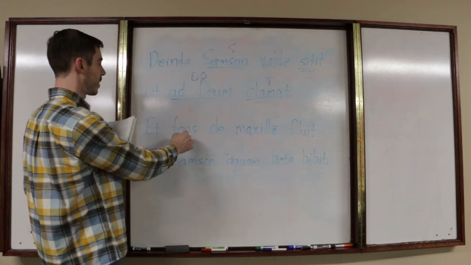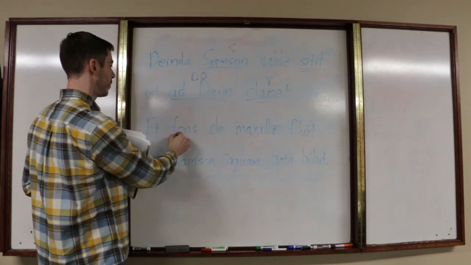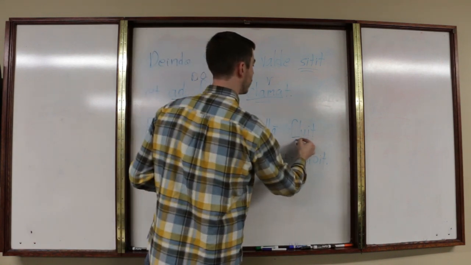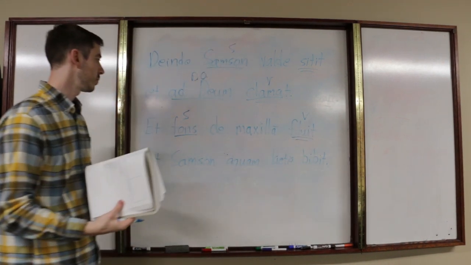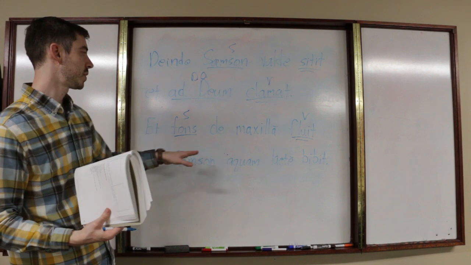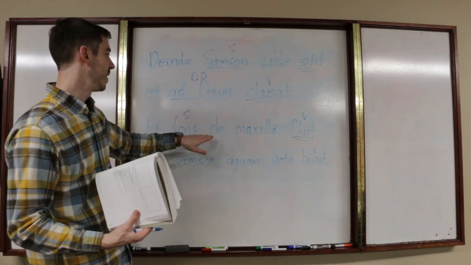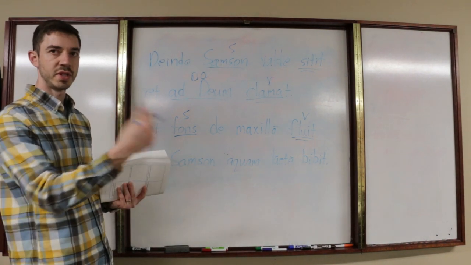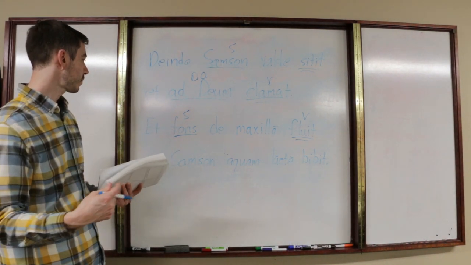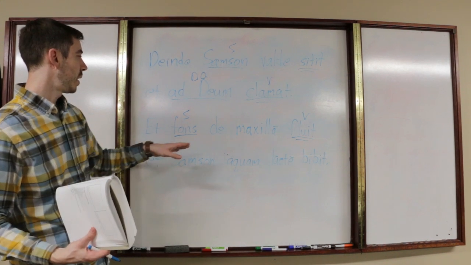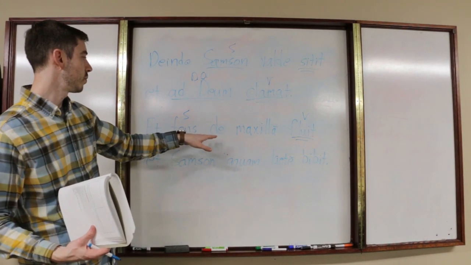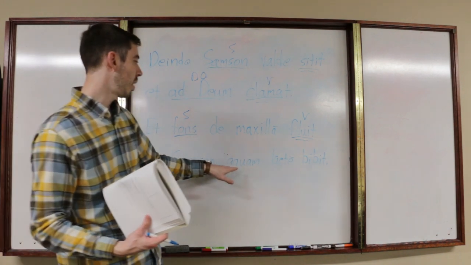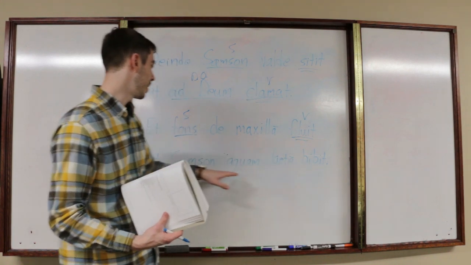So, and a fountain, so here's our subject, a fountain did what? It fluit, it flows. A fountain flows, now here's a strange one, de maxilla, from the jawbone. So remember, de means down from. So a fountain flows from the jawbone, and Samson aquam laete bibit.